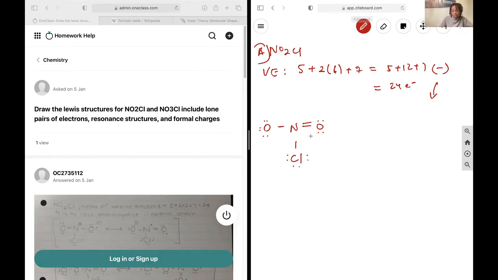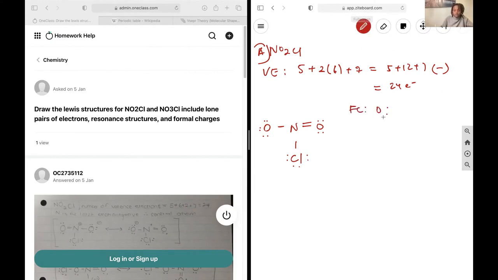Nitrogen is happy, it has a full octet, and so do the rest. So the structure is obviously better than what we had before. Just ensure that all of your electrons still add up. 10, 12, 14, 16, 18, 20, 22, 24. Yes, they do. And then now we go about counting the formal charge again.